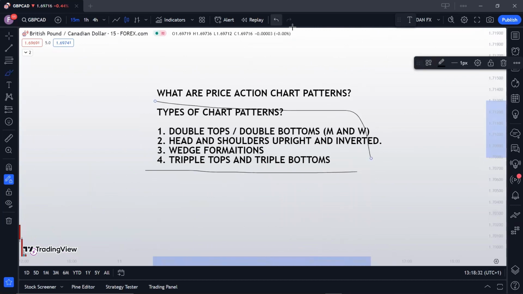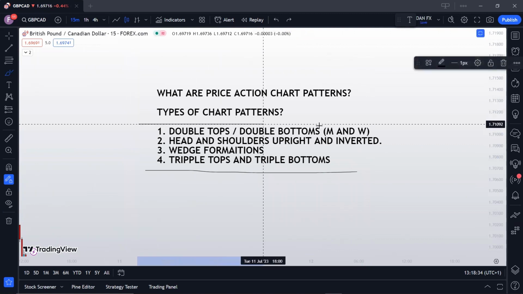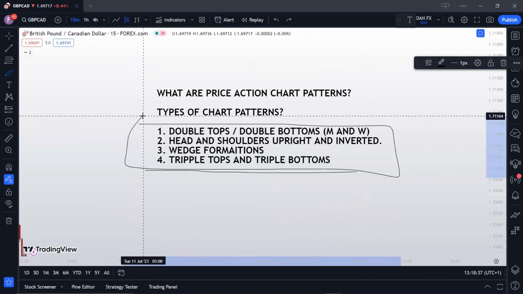It will be helpful for you if you look for these things on the charts. Look for them on the chart. Try to identify them on the charts.